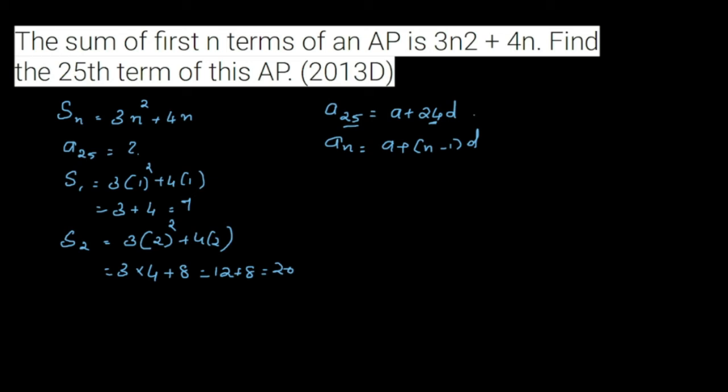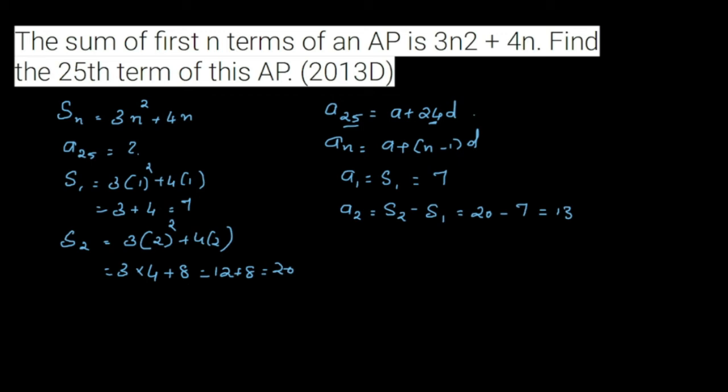So we know that A1 is same as S1, right? Sum of one term is same as the first term. So A1 is same as S1, that is equal to 7. So first term is 7. Now how to find out A2? A2 is equal to sum of first two terms minus S1. So A2 is equal to S2 minus S1, that is 20 minus 7 is equal to 13. So A2 is equal to 13, A1 is equal to 7.